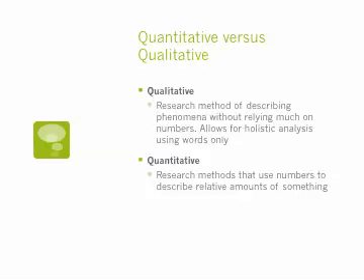You also have quantitative versus qualitative research. Quantitative research is a research method of describing, qualitative research is a research method of describing phenomena without relying much on numbers. It allows for holistic analysis using words only. Whereas quantitative research is research methods that use something to describe relative amounts of the phenomena in question. So with qualitative research, you're not really testing your theories using data, using numbers, using correlations. You're just kind of analyzing something in general.